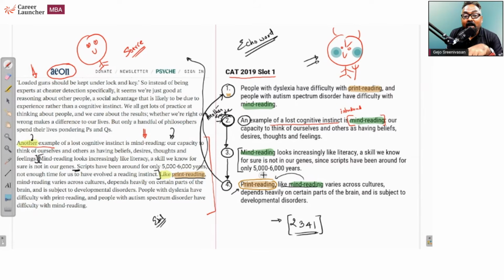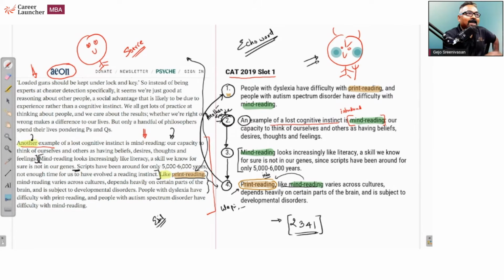So here, in a way, the question setter is introducing print reading. The author is not introducing print reading here. Why is that? Imagine if the question setter just took this sentence as it is and gave it to us, like print reading, mind reading, then I would have got confused. For me to say like print reading, mind reading is something, which means the print reading has to be discussed earlier.